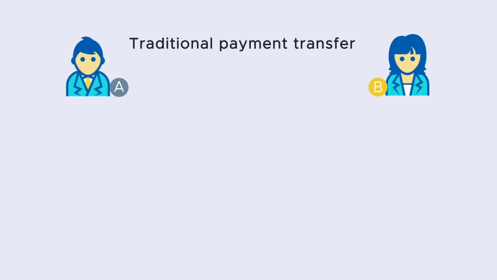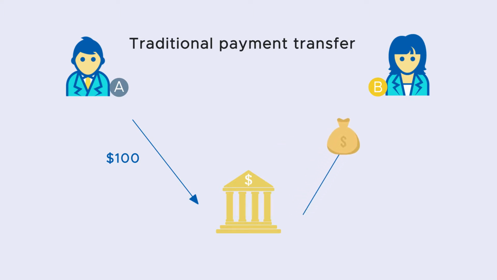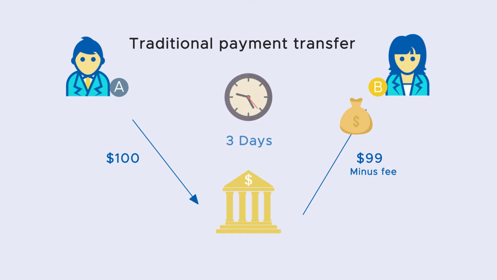In our example, person A based in the US wants to transfer $100 to person B based in Hong Kong. In a traditional transaction, A orders a third party, for example a bank, to transfer money to B. The third party verifies whether A has sufficient funds, identifies B's bank account, and moves the money, minus a fee. This process typically takes 3 days.